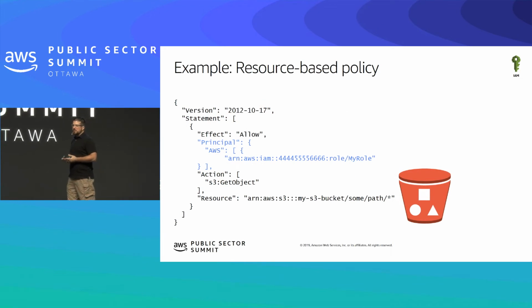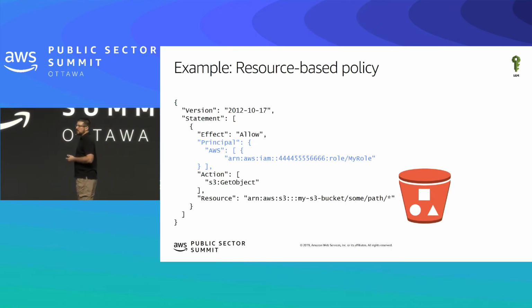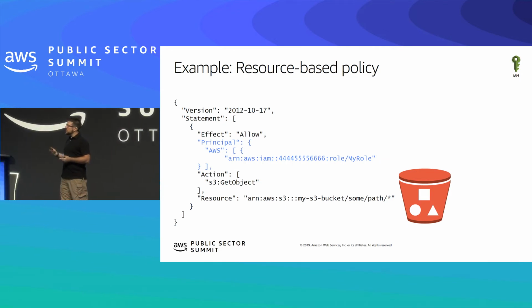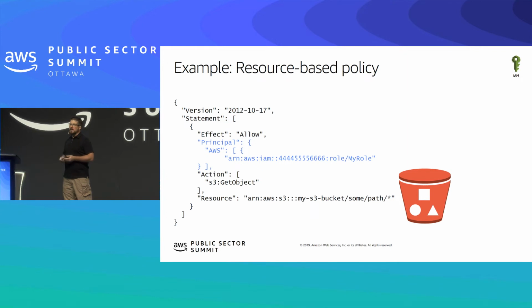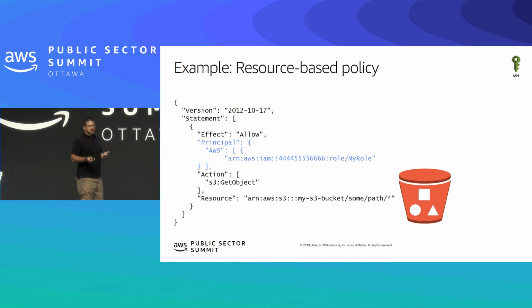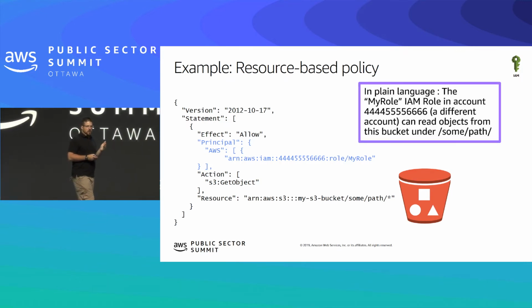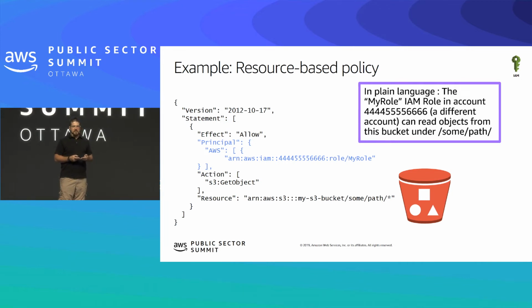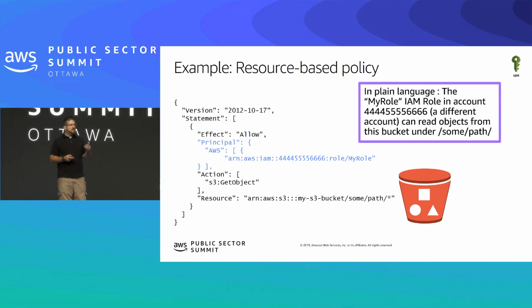This is an example of a resource-based policy on an S3 bucket. You can see that the structure looks very similar to what we were looking at a moment ago. But now there's a new section here that I've highlighted, which is this principal. What this is basically saying in plain language is, for this particular principal, we only want to allow this bucket to be accessed by this specific account ID and by a specific role.